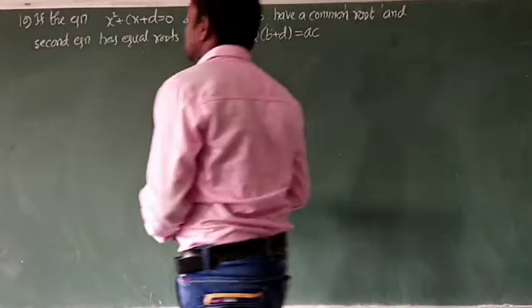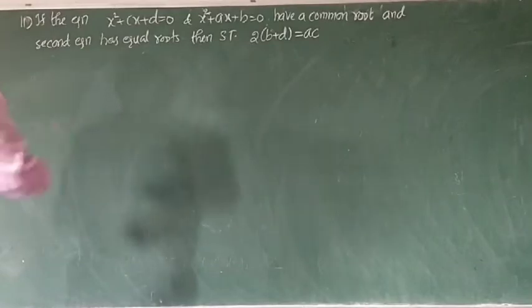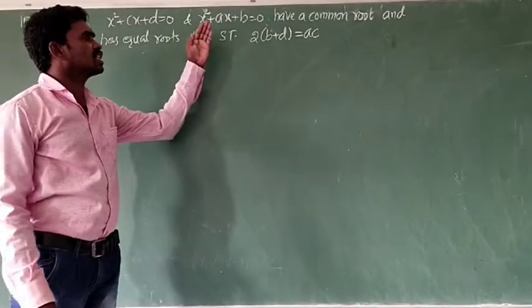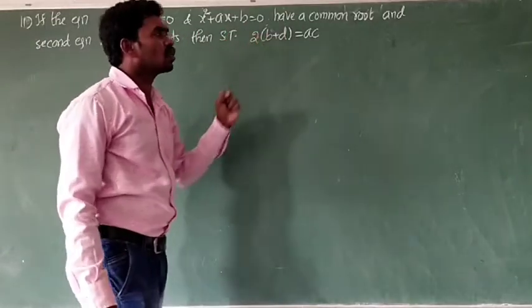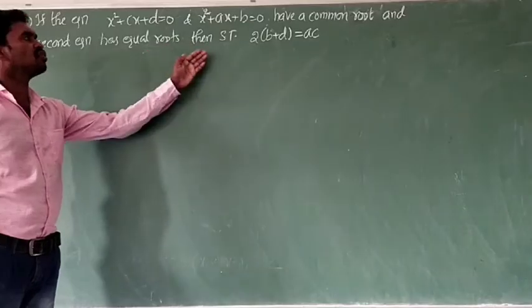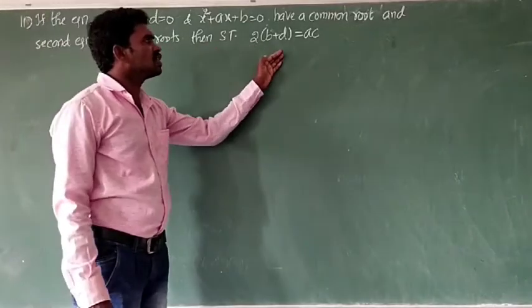Okay. Sorry, 11th question. If the equations x square plus ax plus b equals 0 and x square plus cx plus d equals 0 have a common root and the second equation has equal roots, then prove that 2 into (b plus d) equals ac.